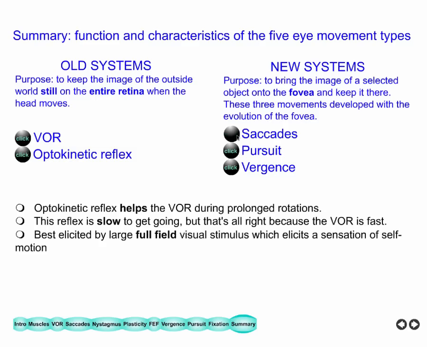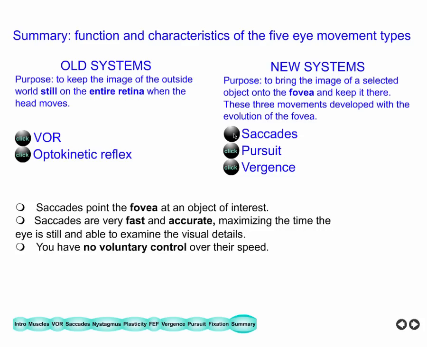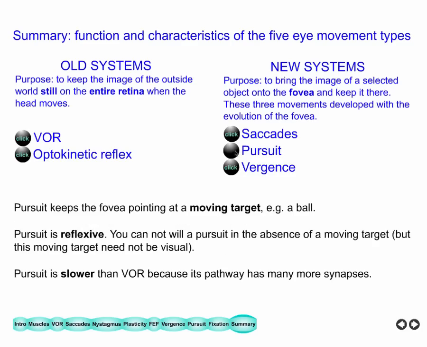In terms of the new system, the first one is saccades. They point the fovea at the target. They're very fast and usually very accurate, and they minimize the time it takes to make the movement. But you have no voluntary control over its speed. You can decide what you want to look at, but you can't decide to make it slowly or quickly, as you saw.